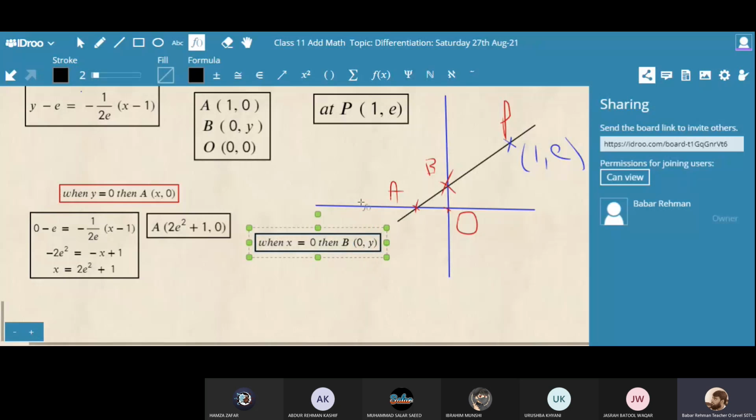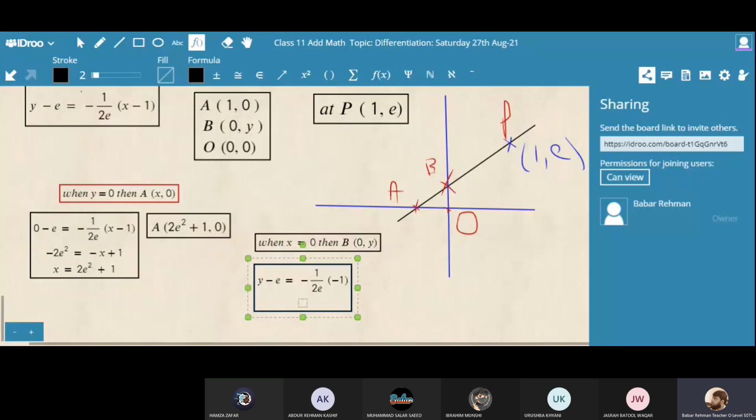Okay, now student, I'm going to find y. In this equation, I will substitute x equal to 0. So y minus e minus 1 upon 2e. Now I substitute the value of x: 0 minus 1, so it will be minus 1. Yes, next step.